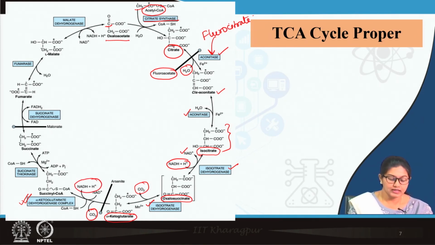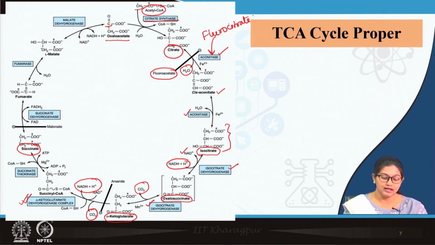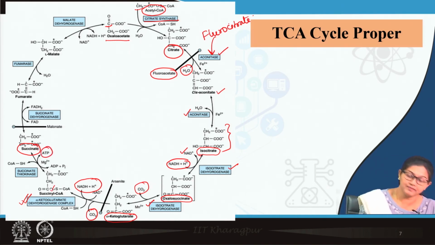Now, succinyl coenzyme A is converted to succinate. Now, this is one substrate level phosphorylation. What happens? In succinyl coenzyme A, there is a high energy thioester bond which finally helps in formation of ATP with the help of the enzyme succinate thiokinase.